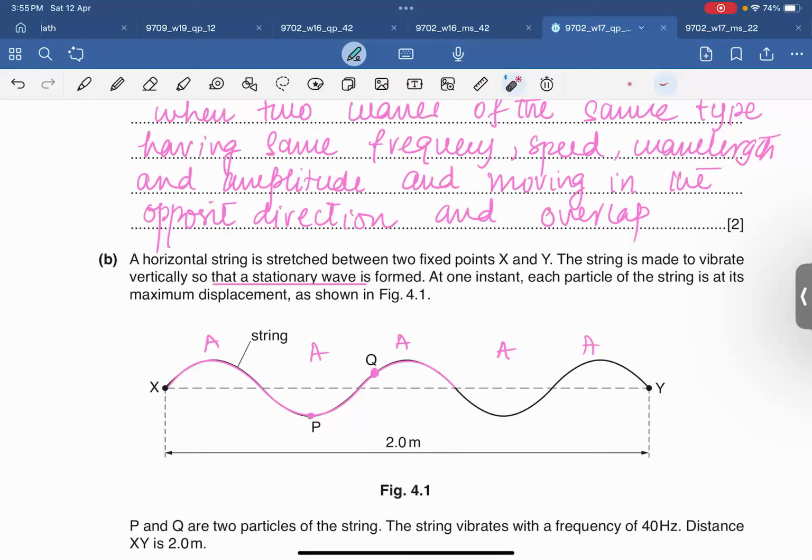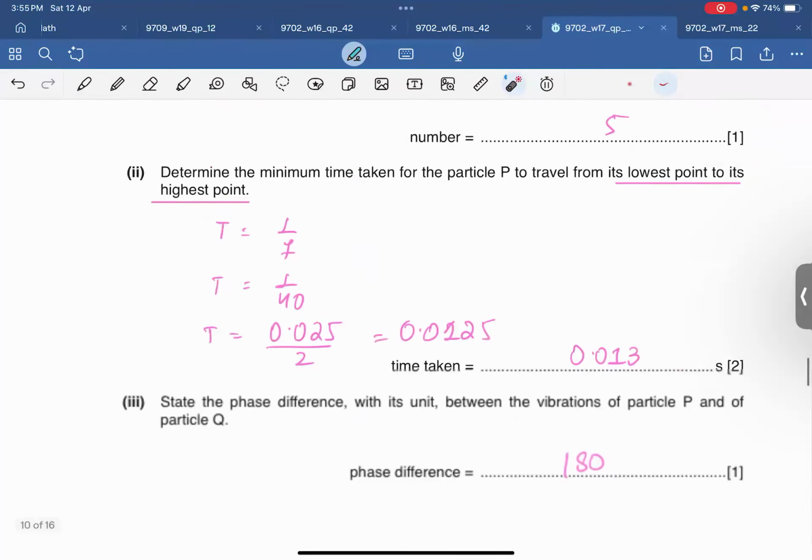Okay, right. So in a stationary wave you have to consider that the particle is moving up, and then it will come down, and then it will go up, and so on. Fine. Chalo, this question is done.